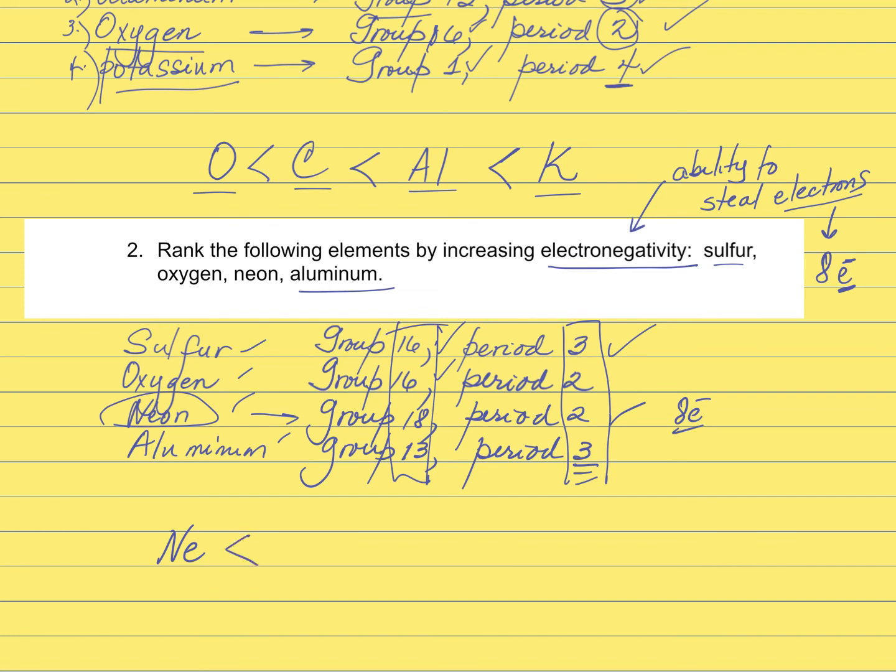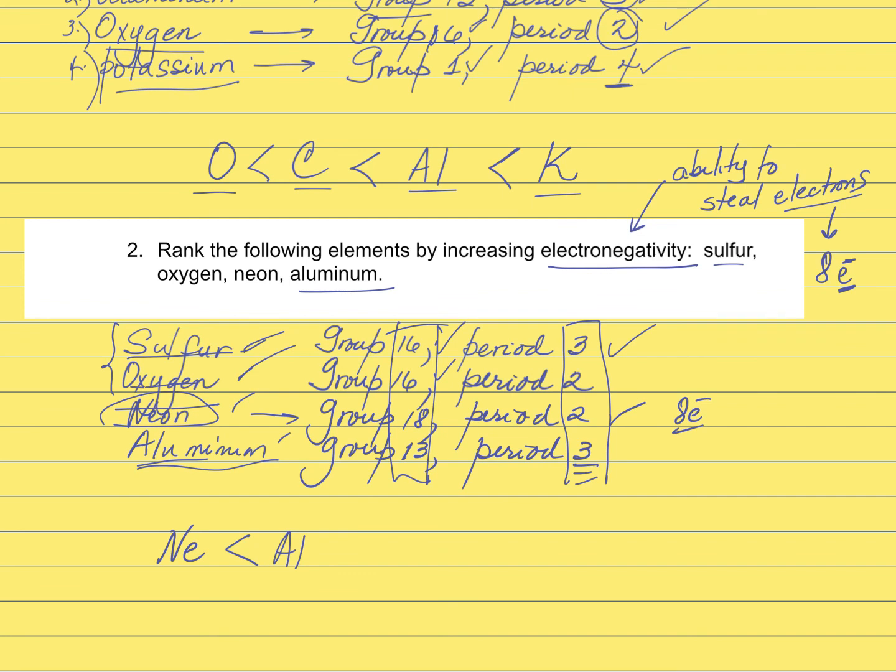Then you have to analyze the other 3 that are left. Nonmetals, and then you have a metal. And I was explaining to you that the tendency of the metal is just to lose electrons, not to accept them. So immediately, aluminum is the one that is coming after neon, because the tendency of metals is just to lose electrons. They are not stealing. They are letting go. And now you have sulfur and oxygen.